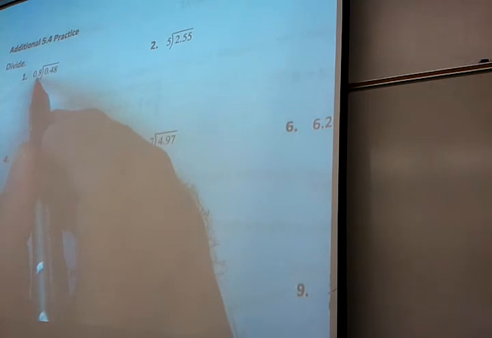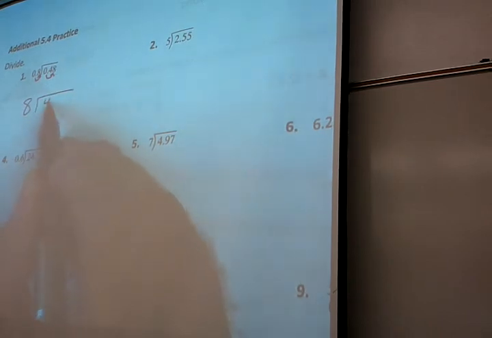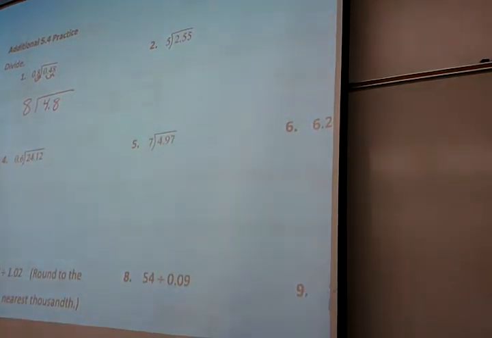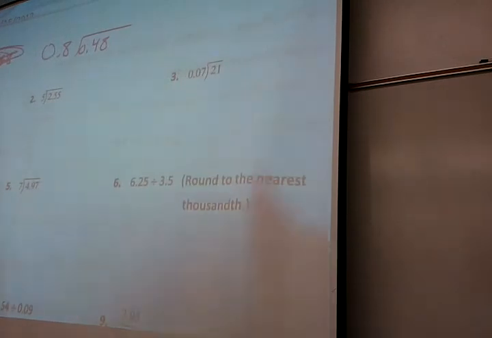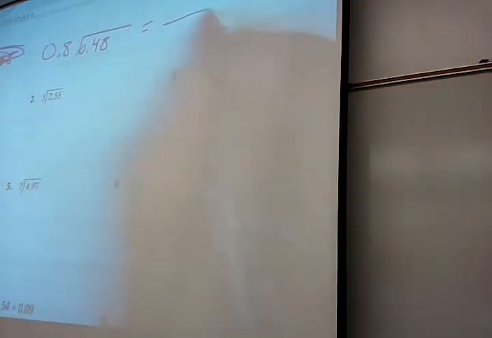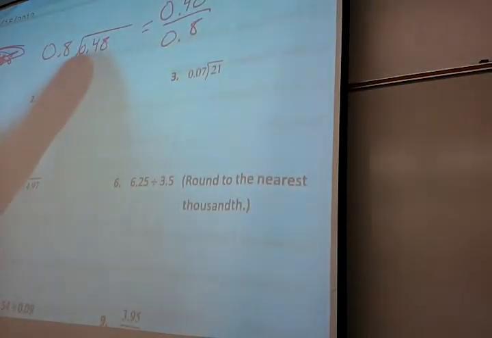Yeah, move this. If I move this decimal over once, I better also move this one over once. So it becomes 8 into 4.8. And the reason that works, how would I write this problem as a fraction? What am I dividing by? 8 tenths. Yeah, 0.8. And what am I dividing into? The other one, 4.8, right? So that's how I write that division problem as a fraction.